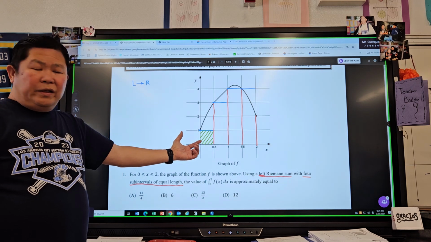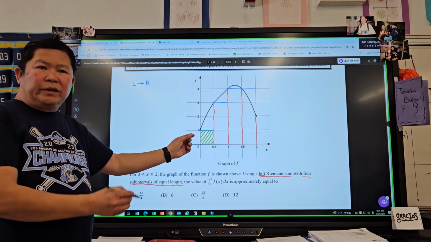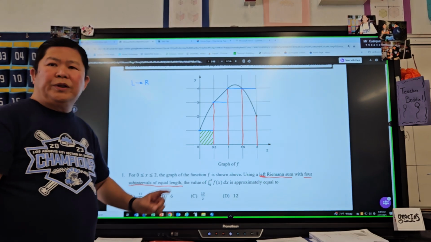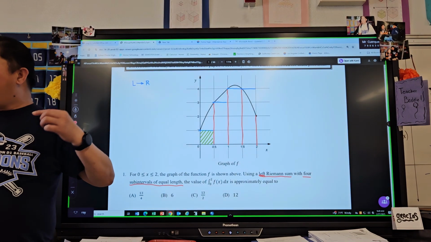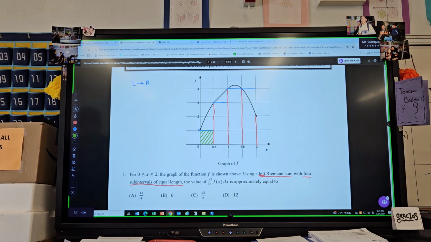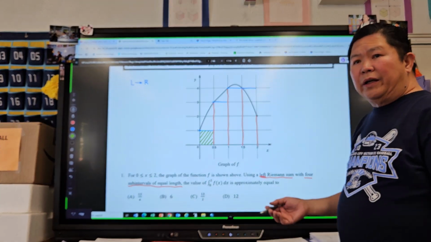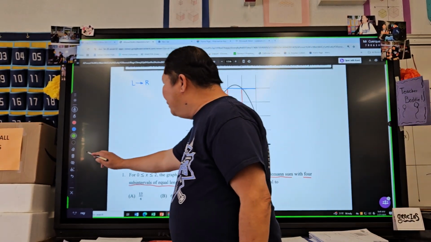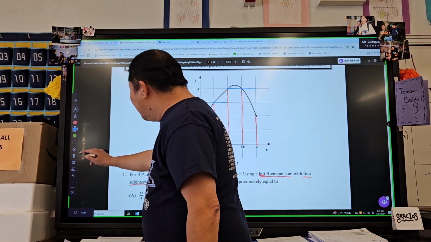But this is half square, right? So the dimension or the interval is from 0 to 0.5. So the area of this is half. Did you get me? The area is half square units. That green color. Okay. The next interval right here. The next sub-interval, I'm gonna use another color.